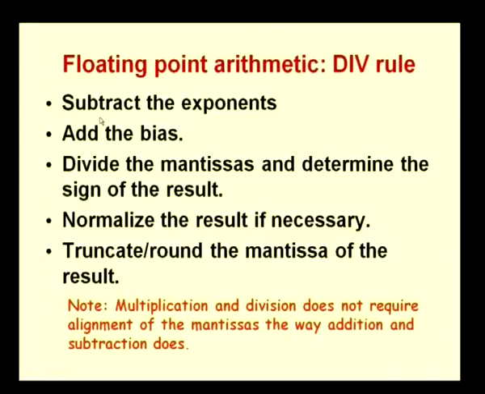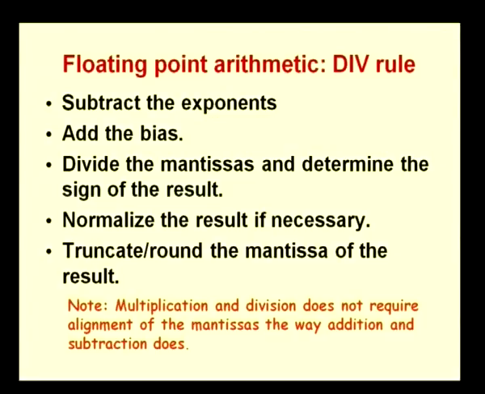Division, again subtract the exponents. Remember you have to add the bias here. Similarly, divide the mantissas, determine the sign of the result, and normalize the result if necessary. Again truncate or round the mantissa of the result. The truncate or round, as we do in the case of decimal, we could do it in the case of binary as well. There are some specific round off techniques which are used that will vary from standard to standard. This is basically what we have in terms of floating point arithmetic.